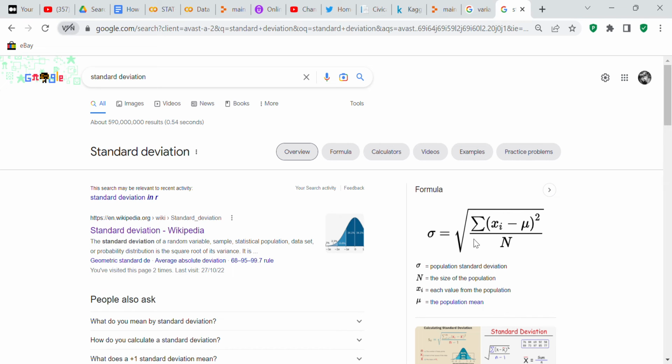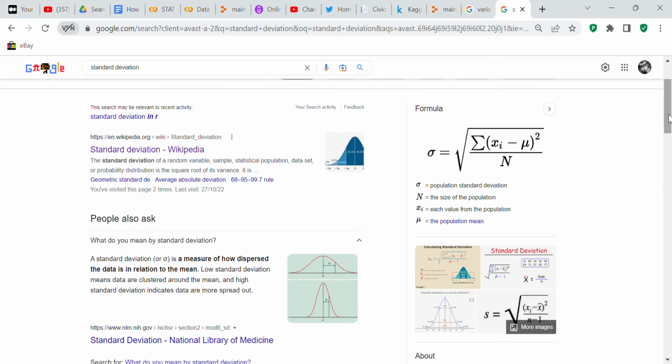And you can see right here, here is the formula for standard deviation. And we've got a question here, what do you mean by standard deviation? And it says, standard deviation, or sigma, is a measure of how dispersed the data is in relation to the mean. Low standard deviation means the data are clustered around the mean, and high standard deviation indicates data are more spread out.